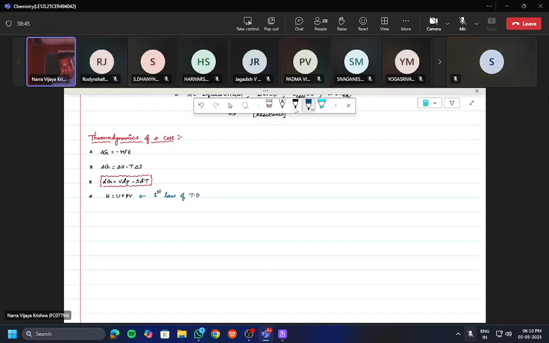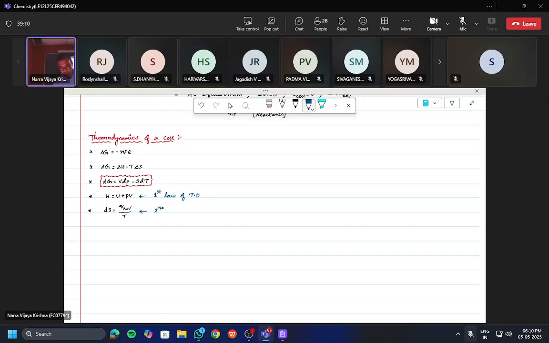What is the second law of thermodynamics? TdS is equal to Q reversible, so delta S equals Q by T. Correct? So this is the second law of thermodynamics.